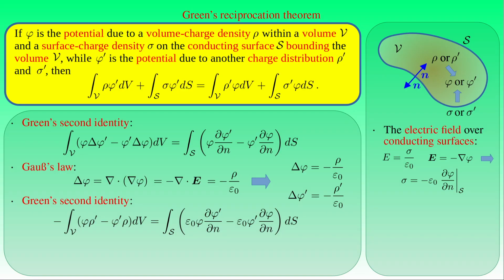If we reverse the direction of the normal, then sigma is equal to the directional derivative of phi in the direction of the surface normal n pointing inward the volume of the conductor, and we can write the same equation for sigma prime and phi prime.